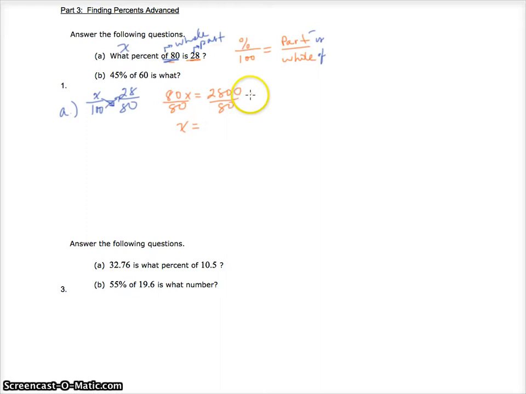Now I'm going to use a calculator for this. After I do 2,800 divided by 80 in my calculator, I'm going to get 35. And since it says what percent, I'm going to mark it as 35%. And that's my solution. Let's go look at part B.